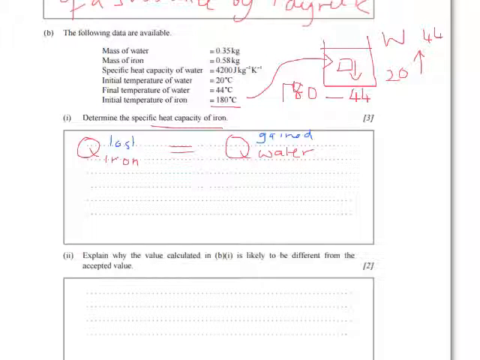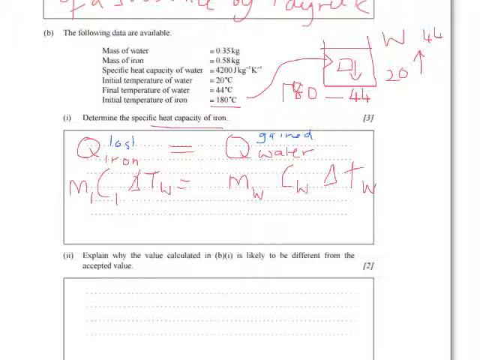Okay, so what we have is energy lost by the iron is energy gained by the water. Now we expand this with an equation. We have M, specific heat capacity of iron, change in temperature, equals the mass of the water. So this is water, this is iron. Mass of the water, specific heat capacity of water, times the change in temperature of the water. Okay, oops, I meant iron here.